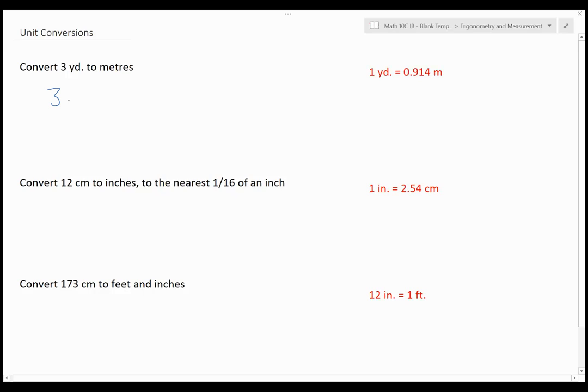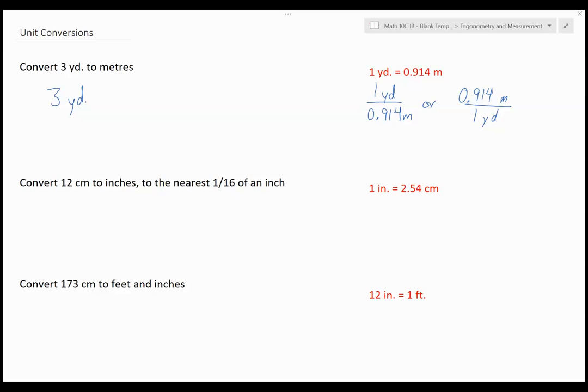So I have 3 yards, and I have a fraction that's essentially equal to 1. And that fraction can either be written as 1 yard over 0.914 meters. This ratio is 1. Or I can write it as 0.914 meters over 1 yard. That's two separate ways of writing this ratio that is essentially just 1 because 1 yard equals 0.914 meters.